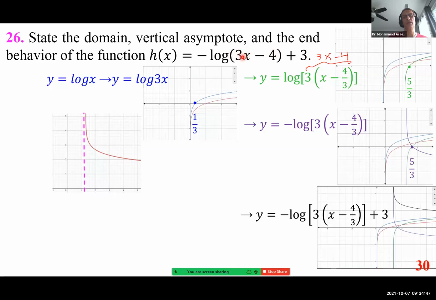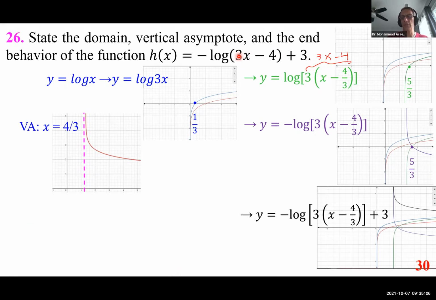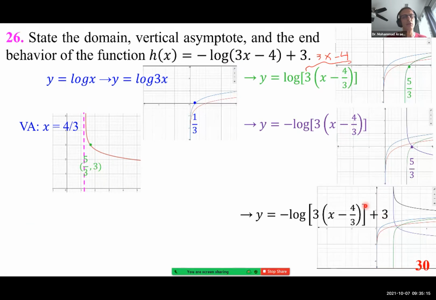It's important to see a vertical asymptote. Always you set the argument, in this case 3x minus 4, the argument of log, equal to 0. That would be your vertical asymptote, VA x equals 4/3. And as far as your old intercept is concerned, remember this was 5/3, right? So it's the same thing, it's just gone up by how many? By 3. Therefore, 5/3, comma 0 goes to 5/3, comma 3.